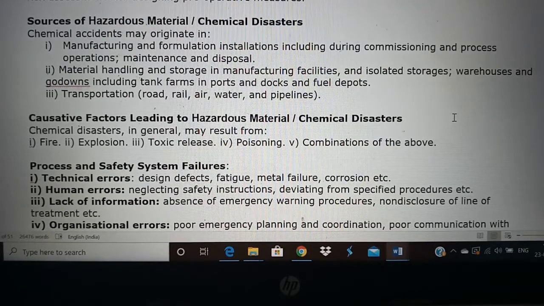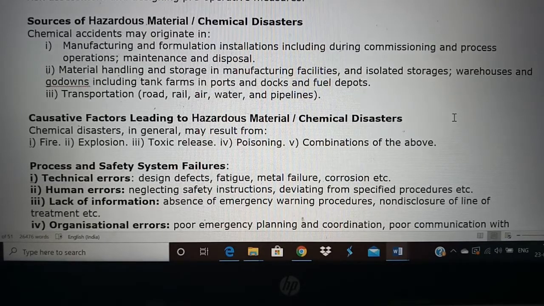Where are these hazardous materials produced? We need all these hazardous materials for the production of various other materials. For example, if you are creating a paint, then you need to add so many additives and so many chemicals. If you are creating LPG for use in the house, then you have to create it. So there are so many chemicals that are handled day in and day out by many big companies.